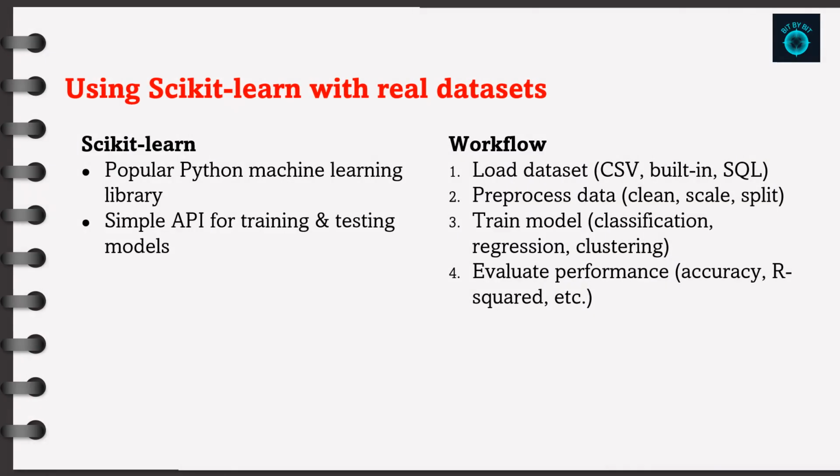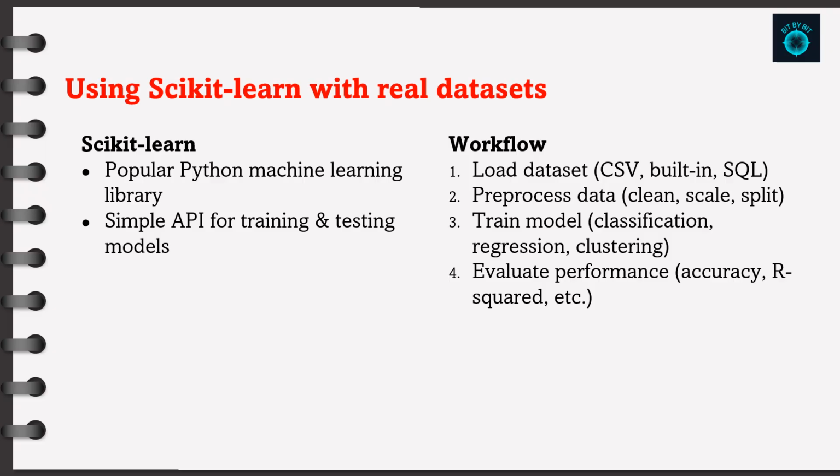Using Scikit-learn with real datasets. Now that we know the three main types of AI models for business, classification, regression, and clustering, let's see how to actually use them with Scikit-learn. Scikit-learn is a popular Python library for machine learning. It is designed to be beginner-friendly, while still powerful enough for real business projects. A typical Scikit-learn workflow has 4 main steps.